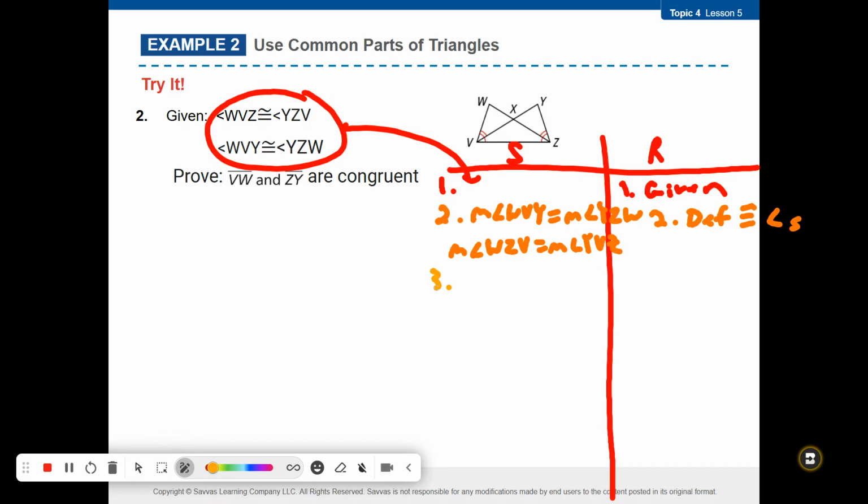All right, part three. Now that I know that those are together, I can state that this plus this equals the entire thing. And I can state this plus this equals the entire thing. So I'm going to have that the measure of angle WVZ is equal to the measure of WVY plus the measure of YVZ.